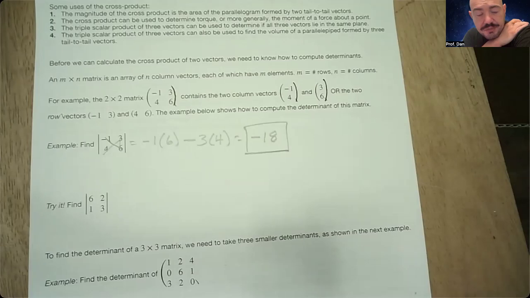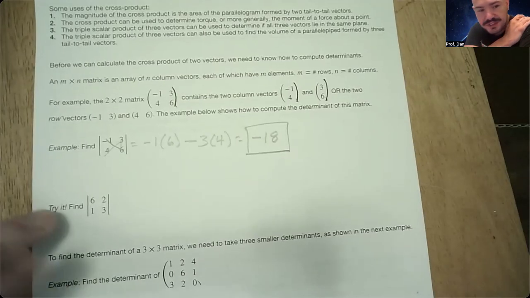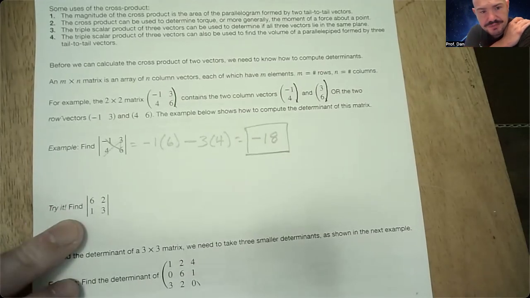Now, everyone, take a minute and pause the video. I want you to try to find the determinant of this matrix.